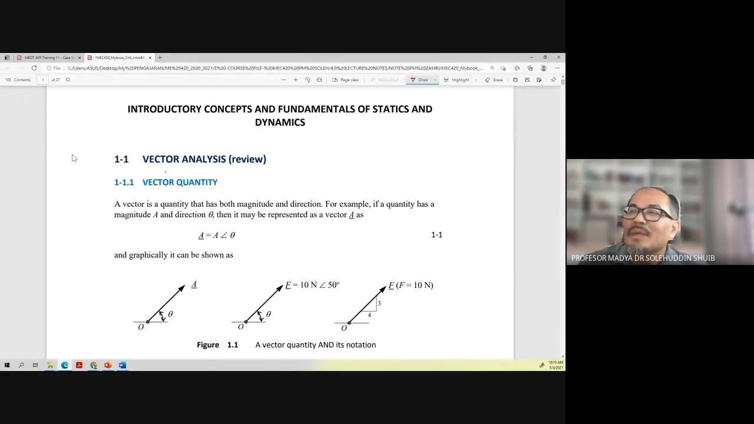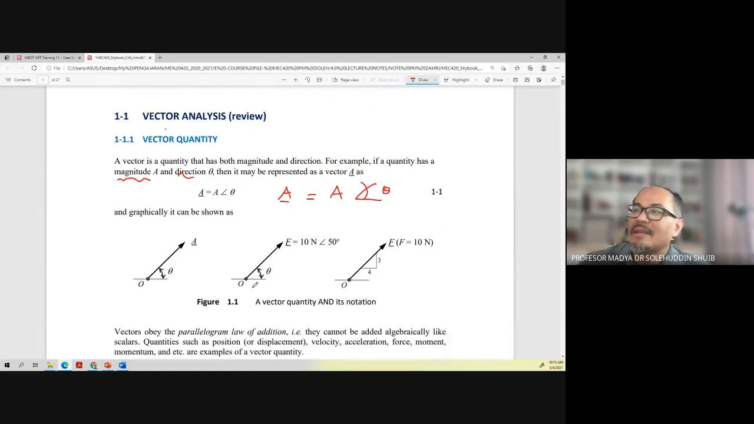Quantity will have magnitude and direction. Okay, now a vector has a magnitude and direction. So when we write vector A, this is a vector. It will have a magnitude and the direction of it. Okay, magnitude and the direction of it. Okay. So graphically, you can see as the following.